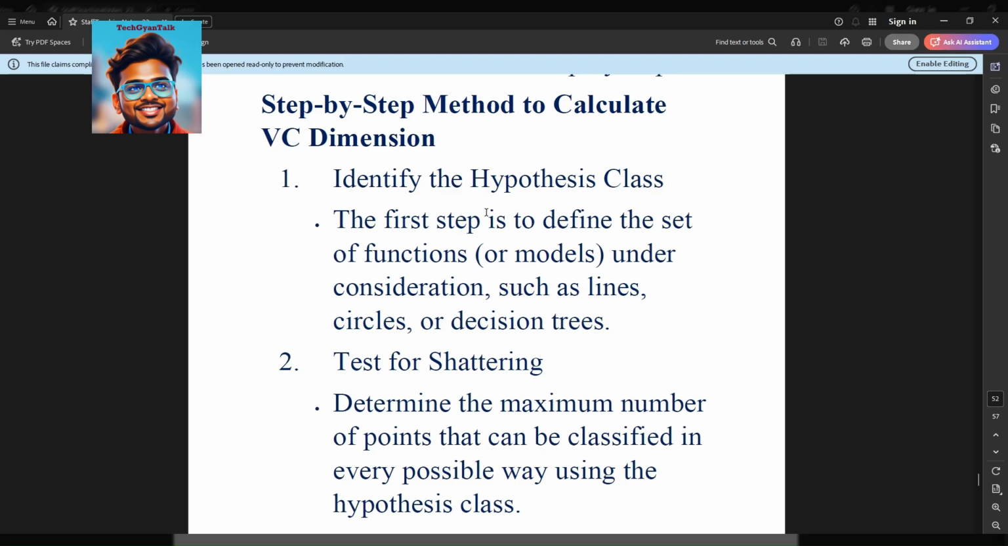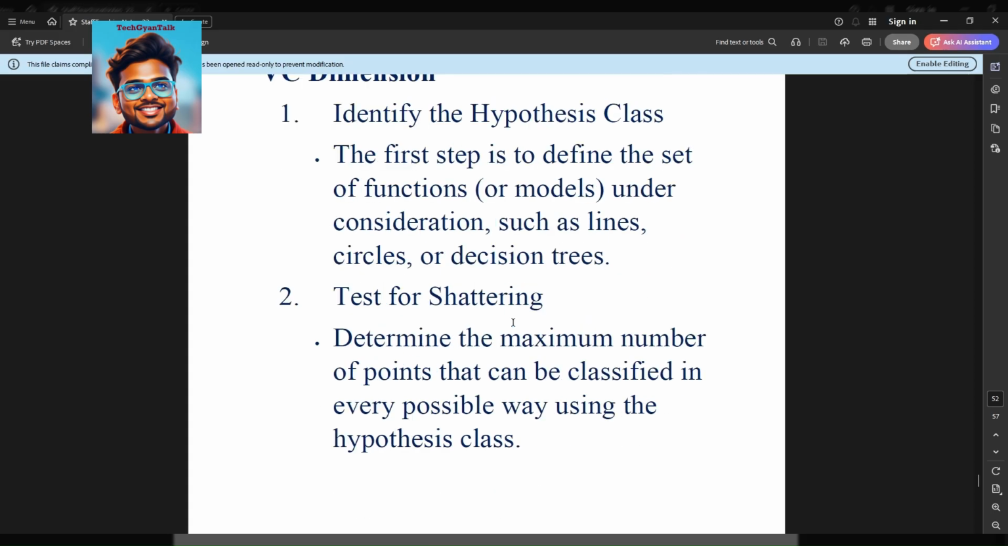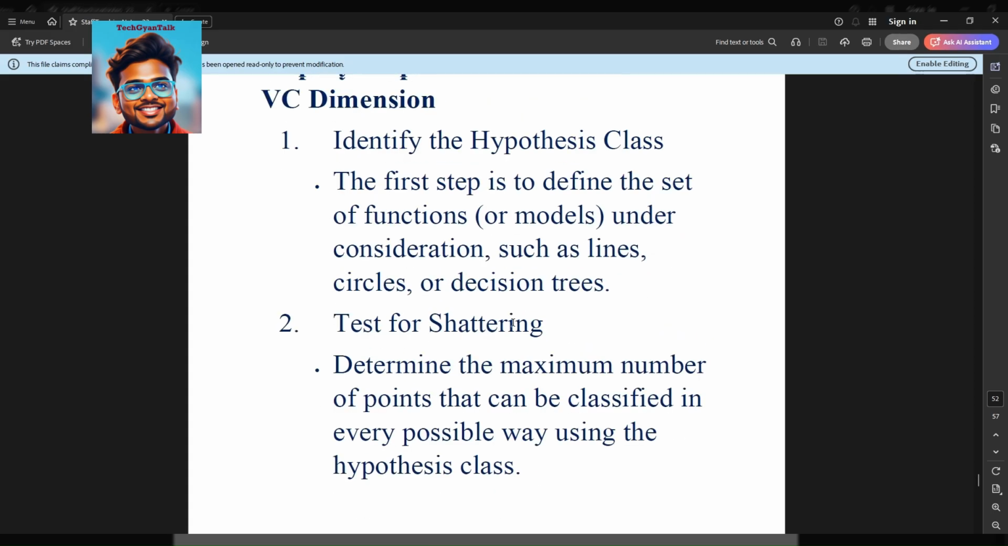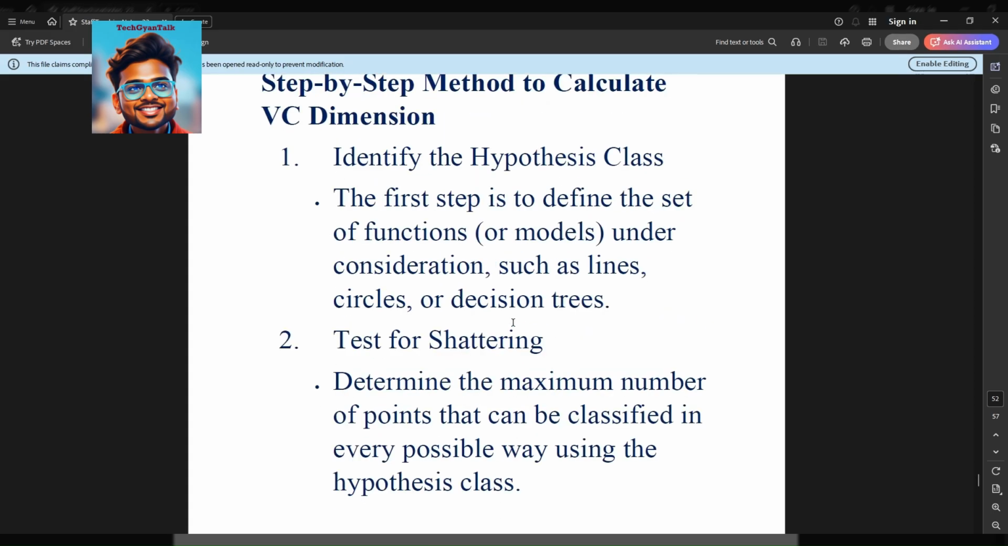Identify the hypothesis class first. The first step is to define the set of functions or models under consideration, such as lines, circles, or decision trees. Test for shattering. Determine the maximum number of points that can be classified in every possible way using the hypothesis class.